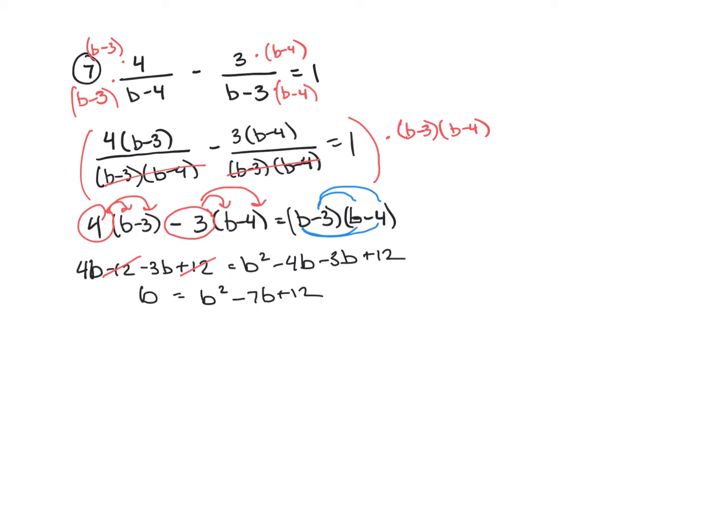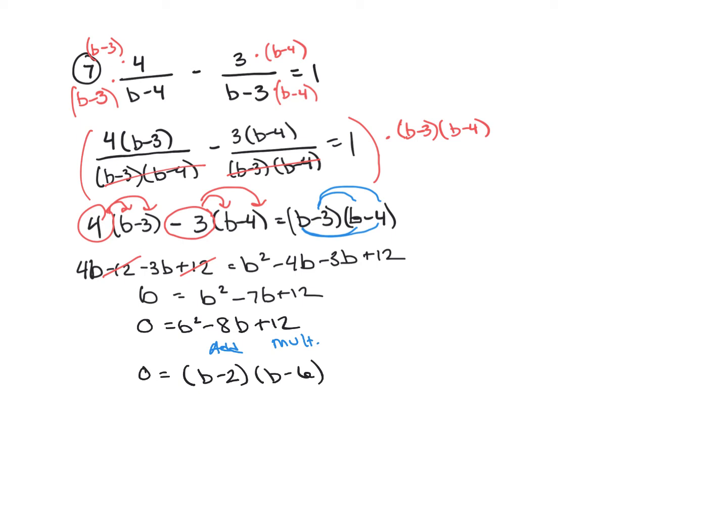So I'm going to subtract that b on both sides and get 0 is equal to b squared minus 8b plus 12. Now I'm going to look for two numbers that multiply to 12 and add to negative 8. When I do that, I get 0 is equal to (b minus 2)(b minus 6), since negative 2 plus negative 6 is negative 8, and negative 2 times negative 6 is positive 12.